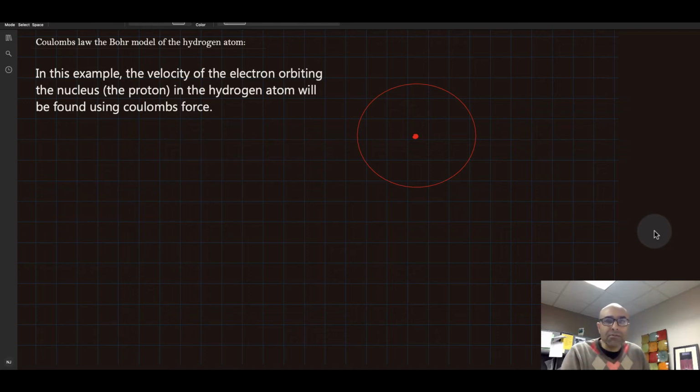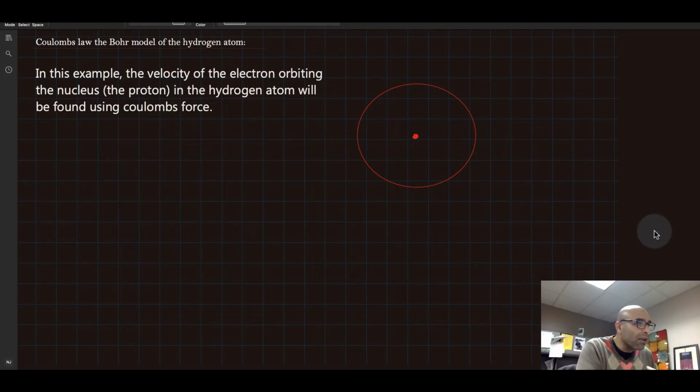This is a very good example to see how Coulomb's law can predict what the velocity of an orbiting electron in the hydrogen atom is. This orbiting electron is the only electron. The hydrogen atom only has one electron and one proton. So the whole nucleus of the hydrogen atom is actually just the proton, and the electron is going around it at a very, very high speed.